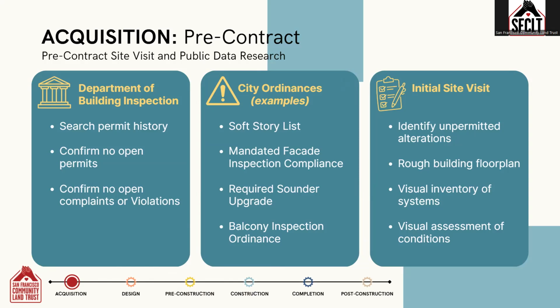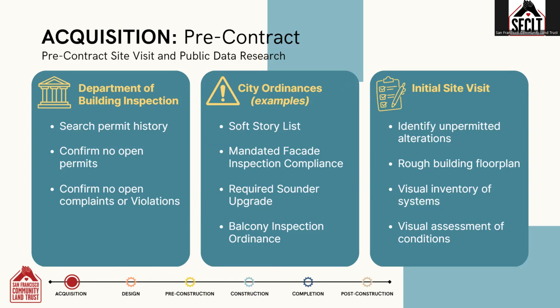The construction manager gathers information from the Department of Building Inspection. They'll search permit history, confirm that there are no open permits, and confirm there are no open complaints or violations on the property. The construction manager should have knowledge about local ordinances that might impact the project and need to be wrapped up in the rehab scope.